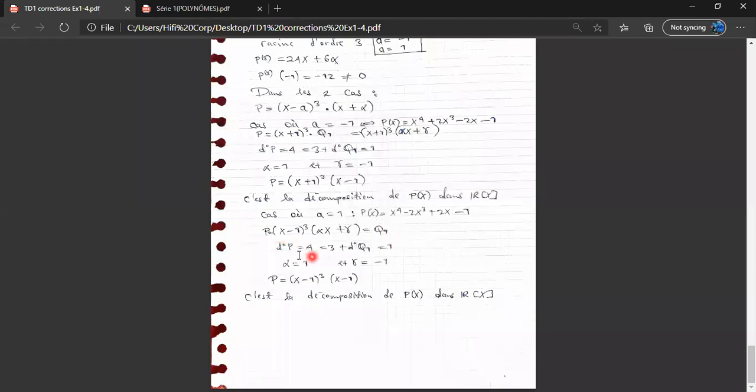Degree of P is equal to 4. So it's just the same thing. 3 plus degree of this, which will be equal to 1. So this will be equal to 1. We get this, which is negative 1. It will stand for the constant here, which will be equal to negative 1. Then you come and put it here. That will be your answer. C'est la décomposition de P(x) dans R.